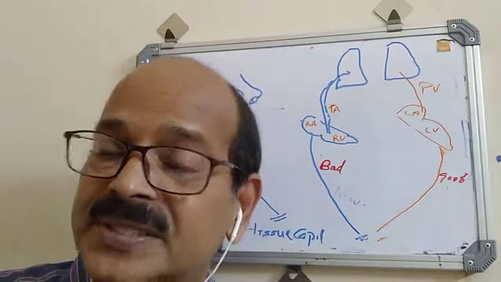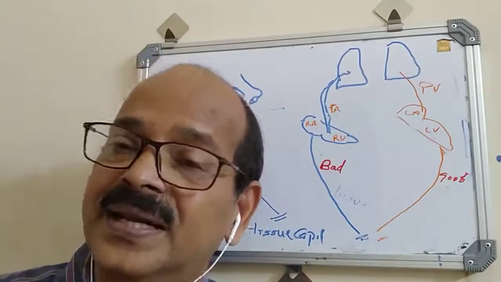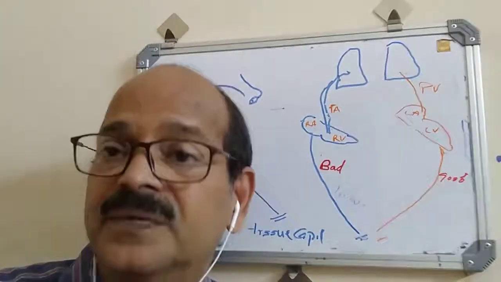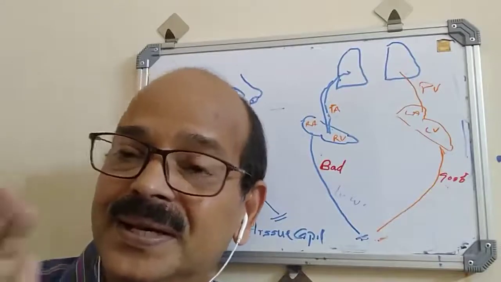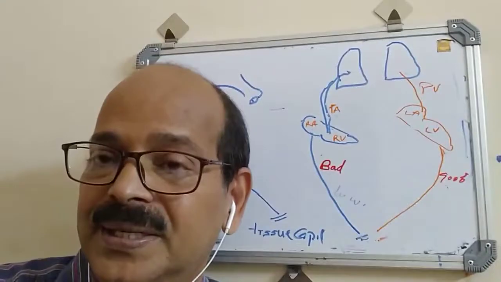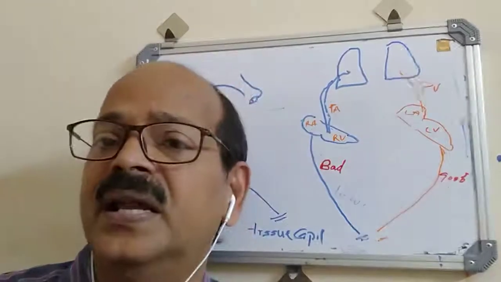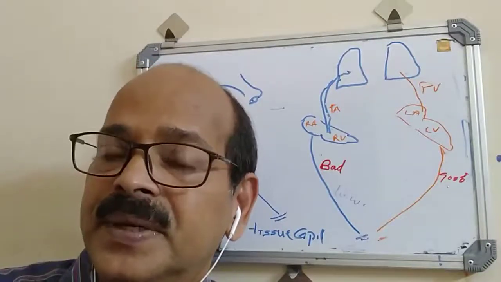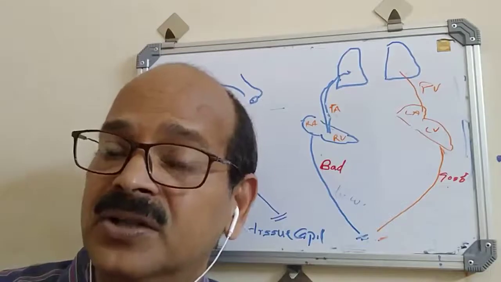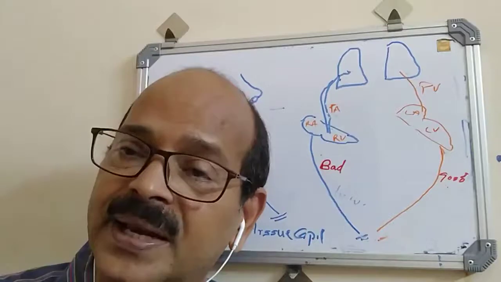Then your chamber enlargement. Is it right-sided? Is it left-sided? In a decreased flow state, you are differentiating between left ventricular dominant and right ventricular dominant. In a decreased flow state, if you are getting a right atrial and a left ventricular enlargement, and there is not much of RV as such, that means the right ventricle is not dominant. The classical ones are tricuspid atresia and Epstein's anomaly.